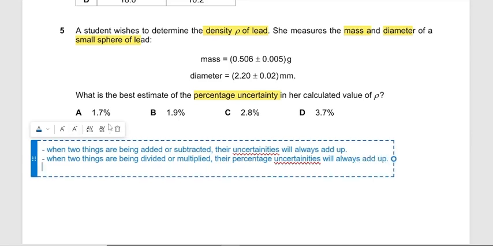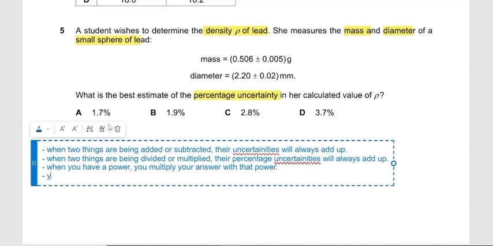And number 3, whenever you have a power, you multiply your answer with the power. When you have a power, you multiply your answer with that power. And number 4, you ignore the units. Now, you will better understand them once I start doing this question.